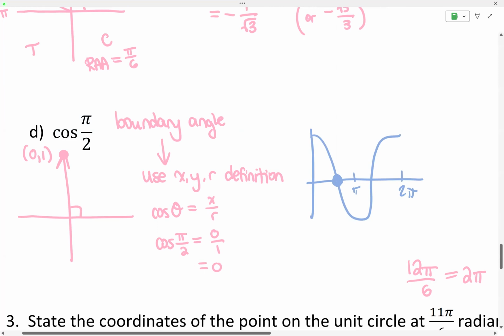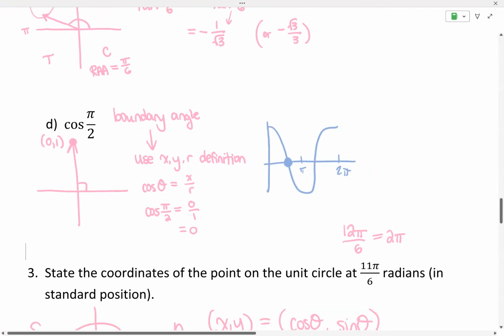If it helps, you could also think of it as, if you know what the graph looks like, you can imagine that pi over 2 is right here. We will be looking at the graphs and radians in the next lesson.